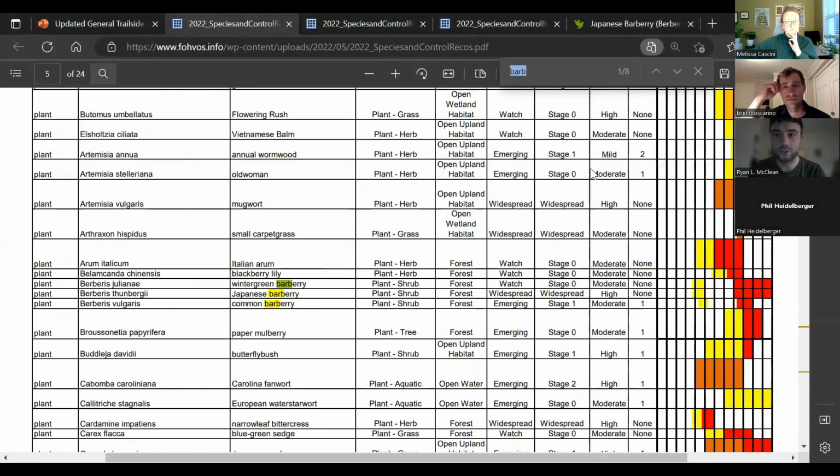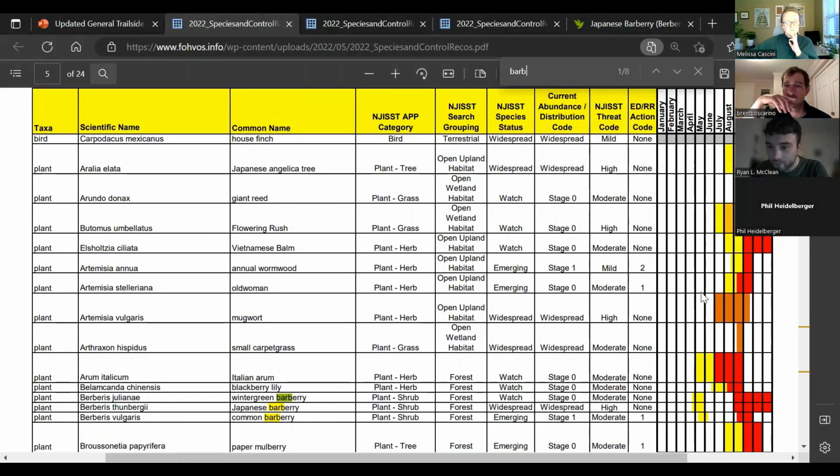you can do a search, type in barberry or Japanese barberry, and looking across this column, you can see that Japanese barberry flowers in April and May, and it fruits over the winter, looking at September, October, November, and December. So if you have barberry on your trail section and you're looking to manage it, it would be our recommendation that you do so in August or earlier.